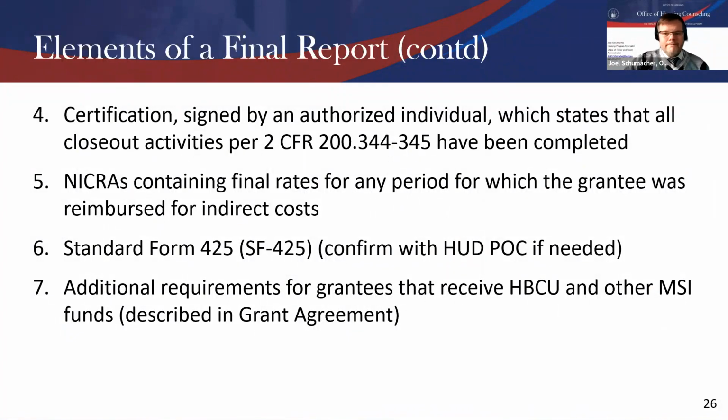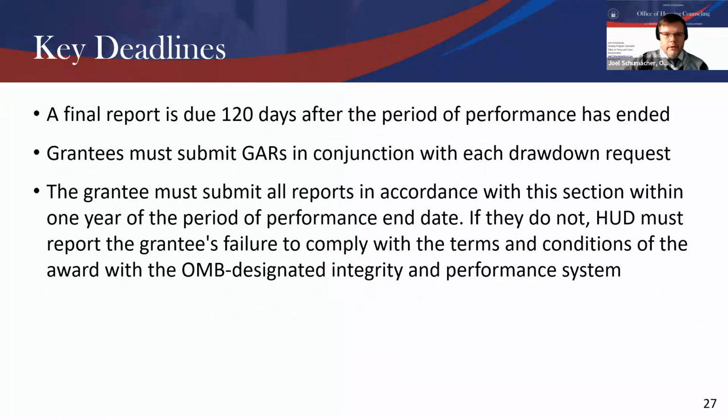Key deadlines. And this isn't us just being meanies. This comes from 2 CFR 200, the Uniform Guidance for Grant Administration. A final report is due no later than 120 days following the end of the period of performance. As for other deadlines, you have to submit the GAR, the grant activity report, in conjunction with each drawdown request. That's a self-reinforcing deadline. If you don't submit a GAR, you won't get money.